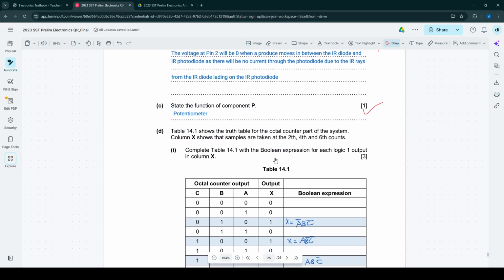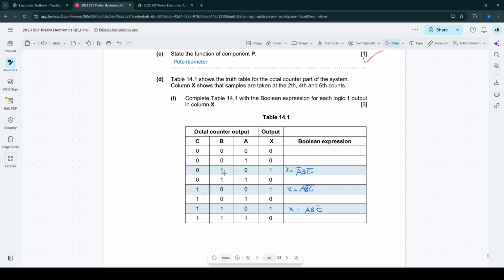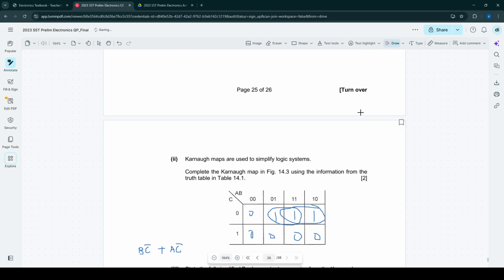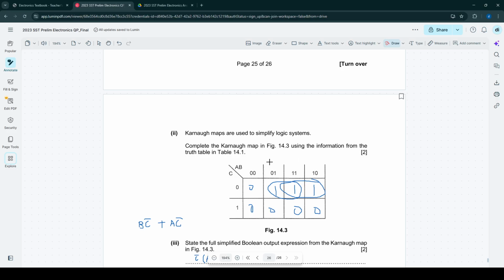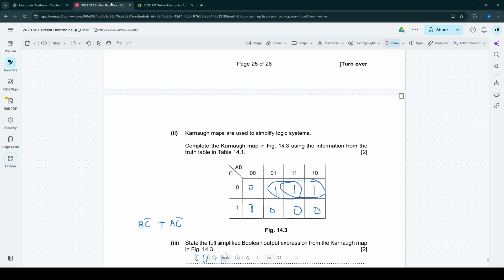14.1 shows the truth table for the octal counter. Complete this with the Boolean expression for each one. Okay. So this is correct. And then K-map. So draw a K-map using that info. I'm lazy to do it myself. Oh, frick.